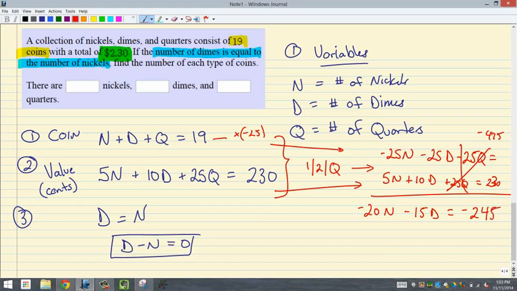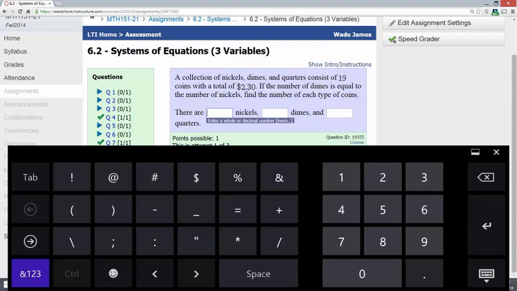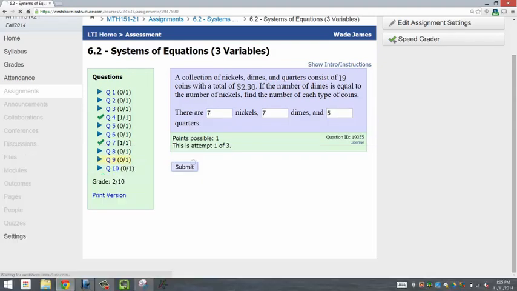There's a multiple of 5 in all of that, so we could take out a 5, and let's take out actually a negative 5. N equals d. So that means we can replace this d with an n. 7n equals 49, n equals 7. So if you put a 7 in for the nickels and a 7 in for the dimes, q has got to be 5. You should get whole numbers for story problems. You don't ever want to have 2/3 of a nickel. So if you work these problems out and you get a decimal or a fraction, go back and double check your work. Something's wrong. 7, 7, 5. Survey says green.